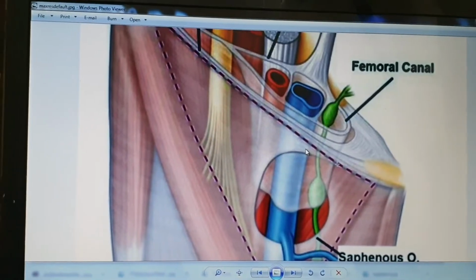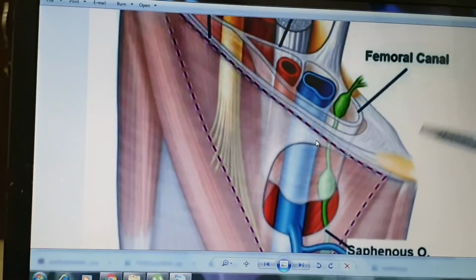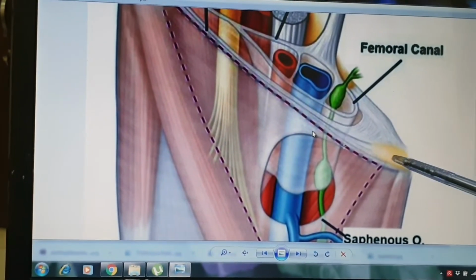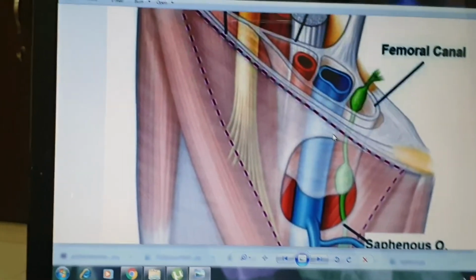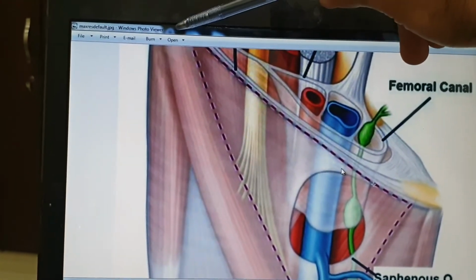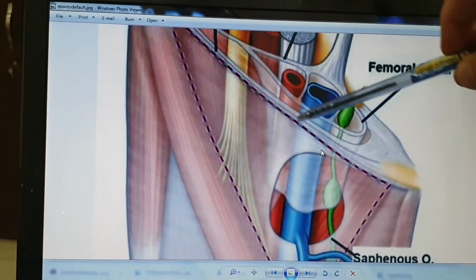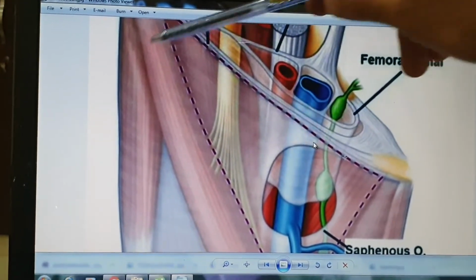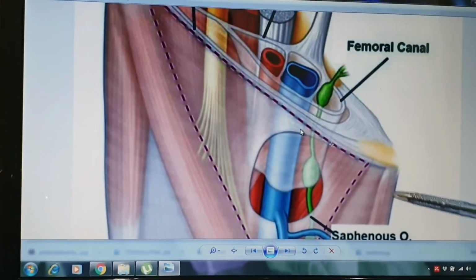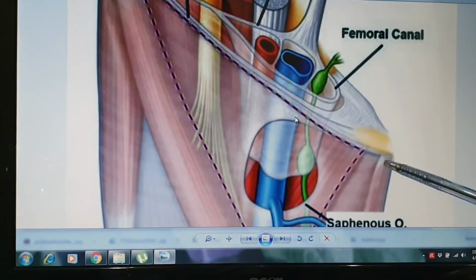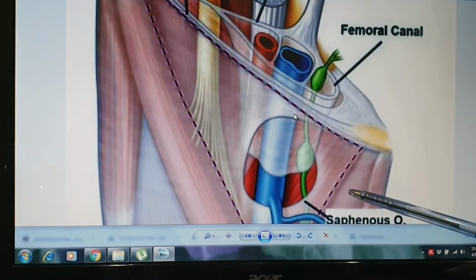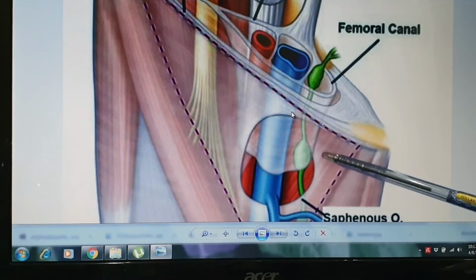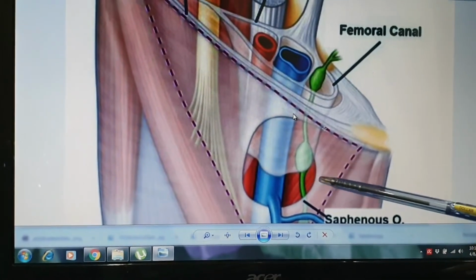Now let's try to understand this diagram. In this diagram you can see the upper part of the thigh. This is the pubic tubercle. Somewhere over here will be the anterior superior iliac spine, and this structure is the inguinal ligament. This is the sartorius muscle. This muscle is the gracilis. This muscle is the adductor longus. This muscle is the pectineus.